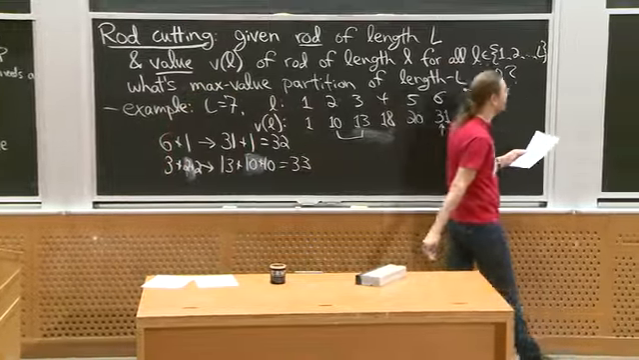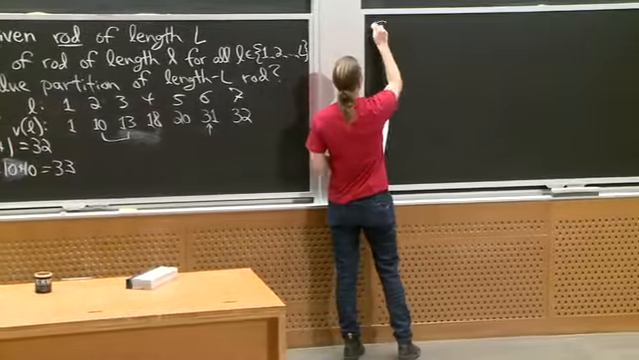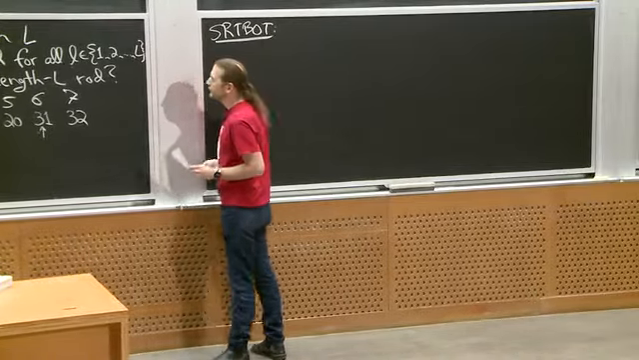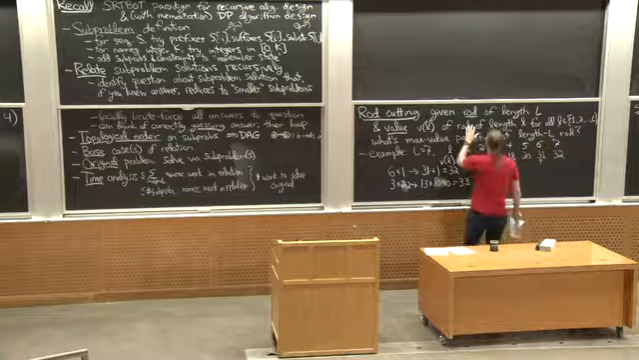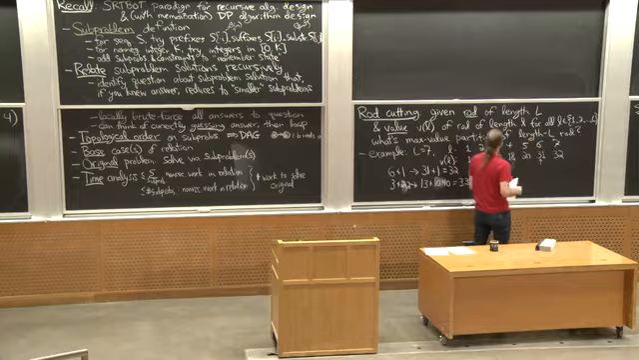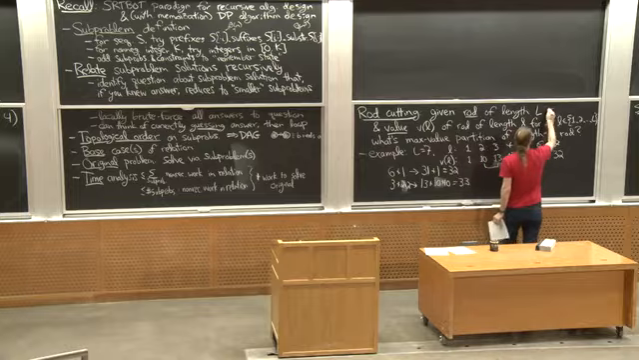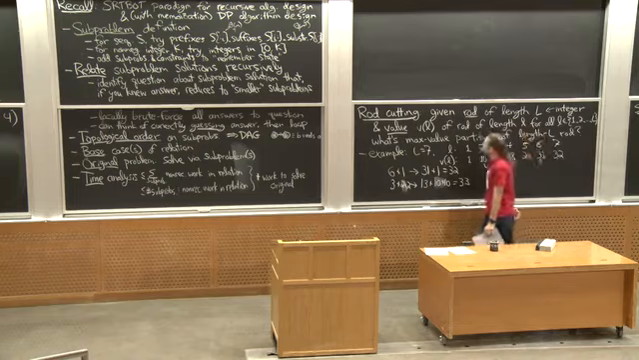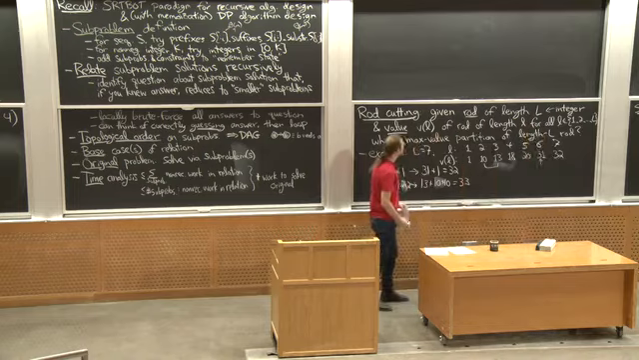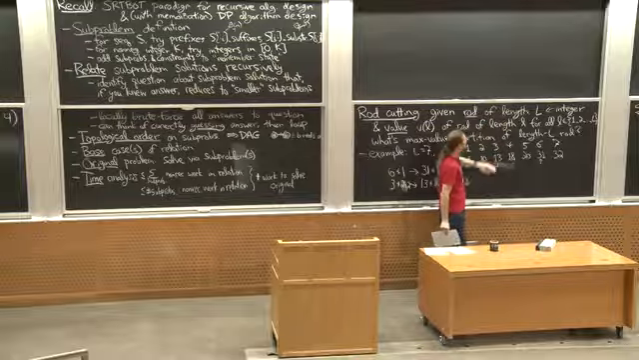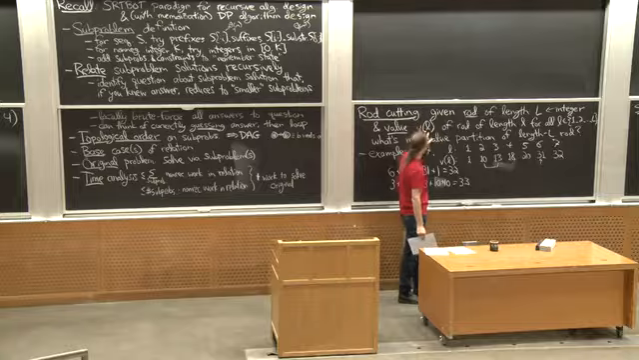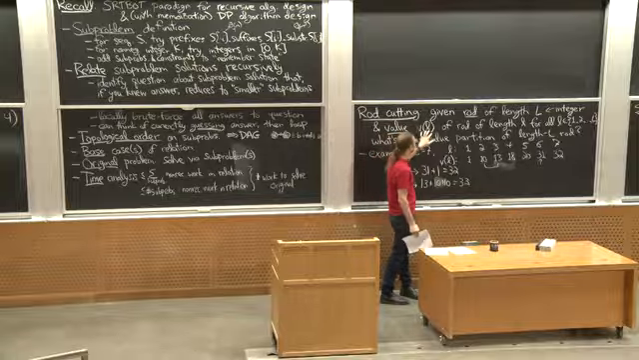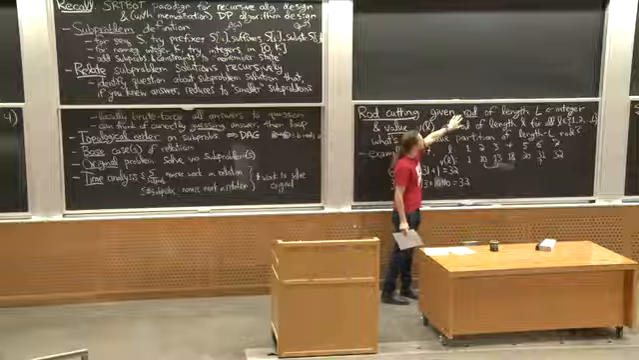So let's solve this with SRTBOT. What's the input to this problem? Well, I didn't mention this is a positive integer length. So we have one input, which is an integer L, and we have another input, which is like an array of integers. So this is a sequence, and this is an integer.